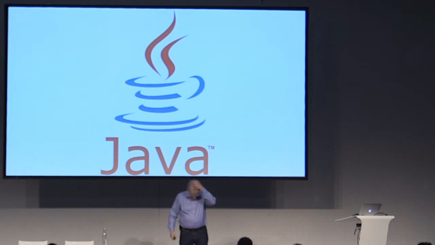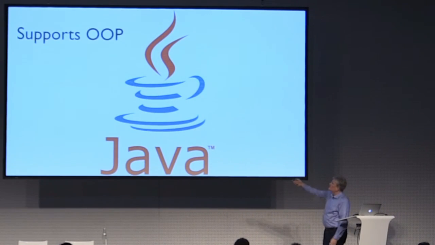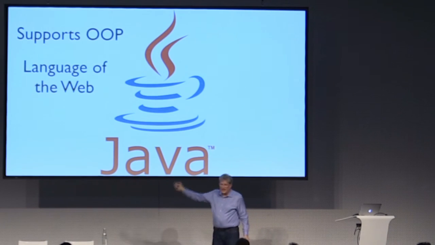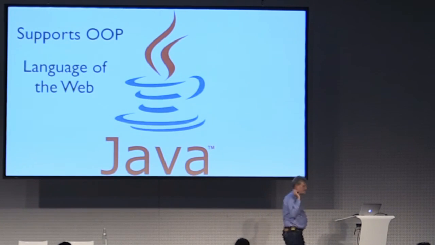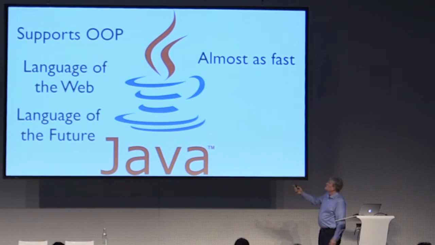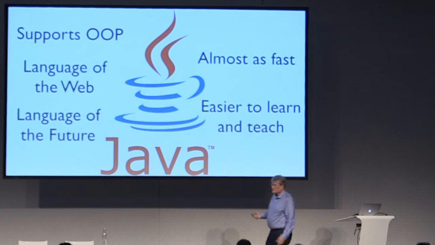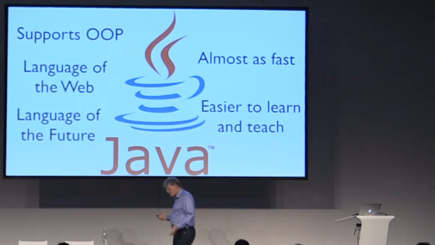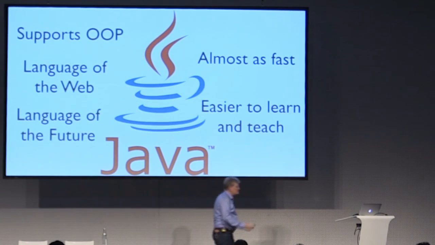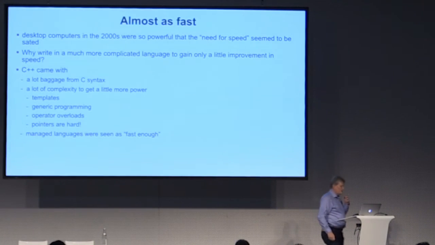Oh, yeah, this thing. Because, I mean, why wouldn't you want this? This supports object-oriented programming, which is, as we say, going to solve all our problems. It's the language of the web, whatever that means. Oh, that means it's the language of the future, right? It's almost as fast, right? It's easier to learn and teach. Pointers are hard, right? So this really catches on.